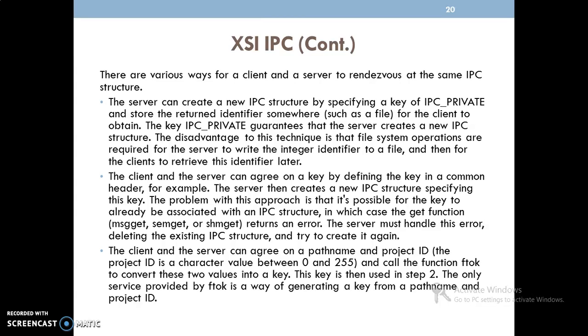The client and server can agree on a key by defining the key in a common header. That means both the client and the server have a kind of agreement on what structure they need to use for inter-process communication. According to that only, they are using the IPC methods. Third, the client and server can agree on a path name and a project ID. The project ID is a character value between 0 and 255, and we call the ftok function to convert these two values into a key. This key is then used as usual, like the second step.